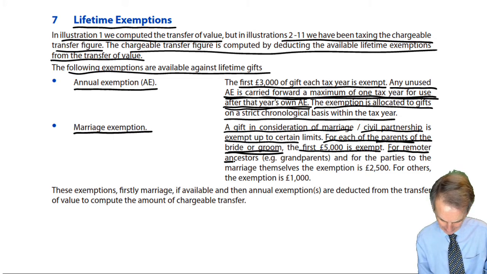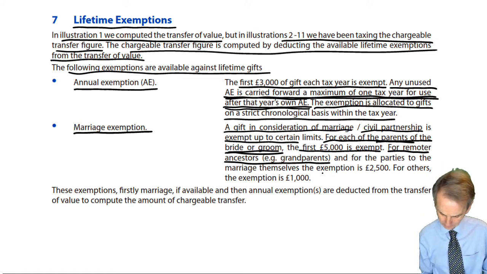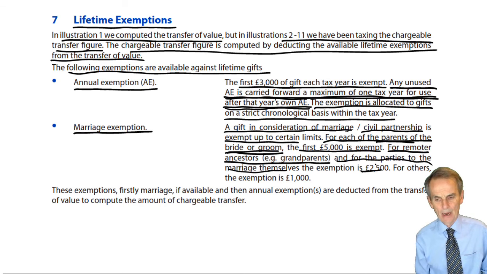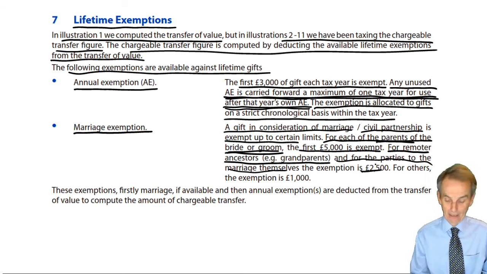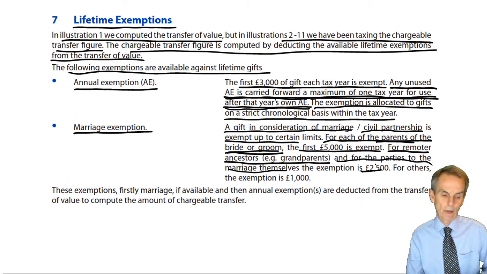For remoter ancestors, for example, grandparents, great-grandparents, so direct lineage here, and for the parties to the marriage themselves, the exemption is £2,500. So any grandparent or great-grandparent, if they so desire, are able to give £2,500 to their grandchild or great-grandchild on the occasion of their marriage or civil partnership, and that transfer of value will have deducted from it the marriage exemption of £2,500.